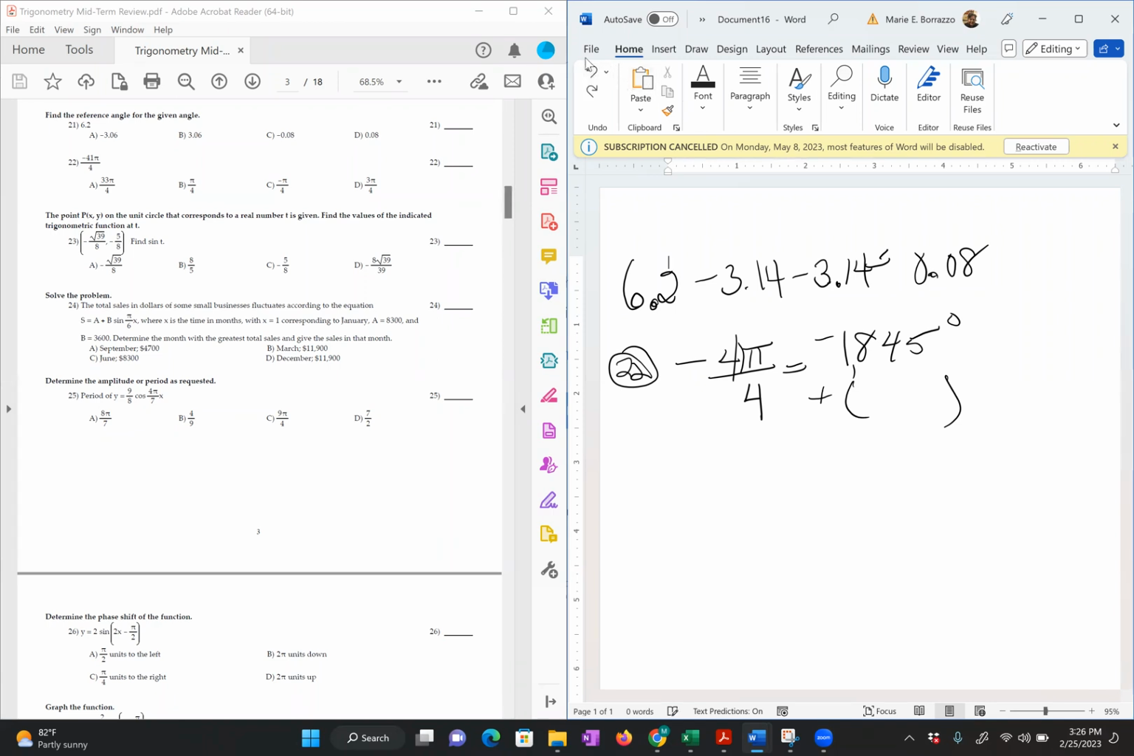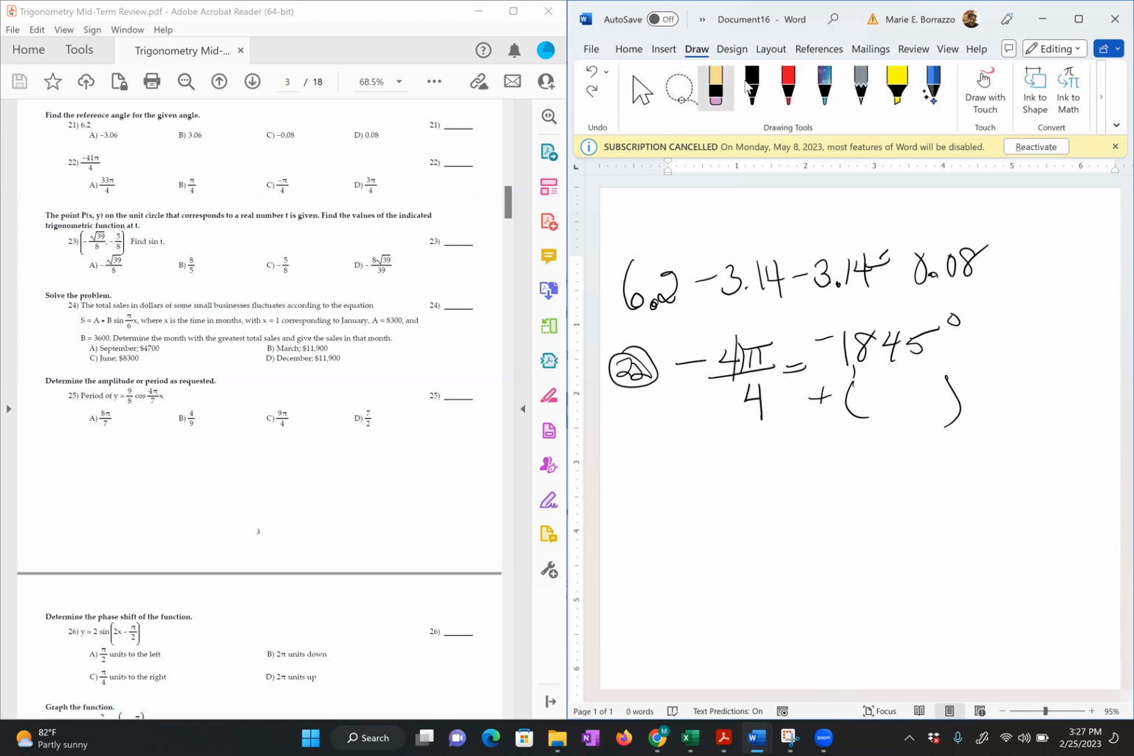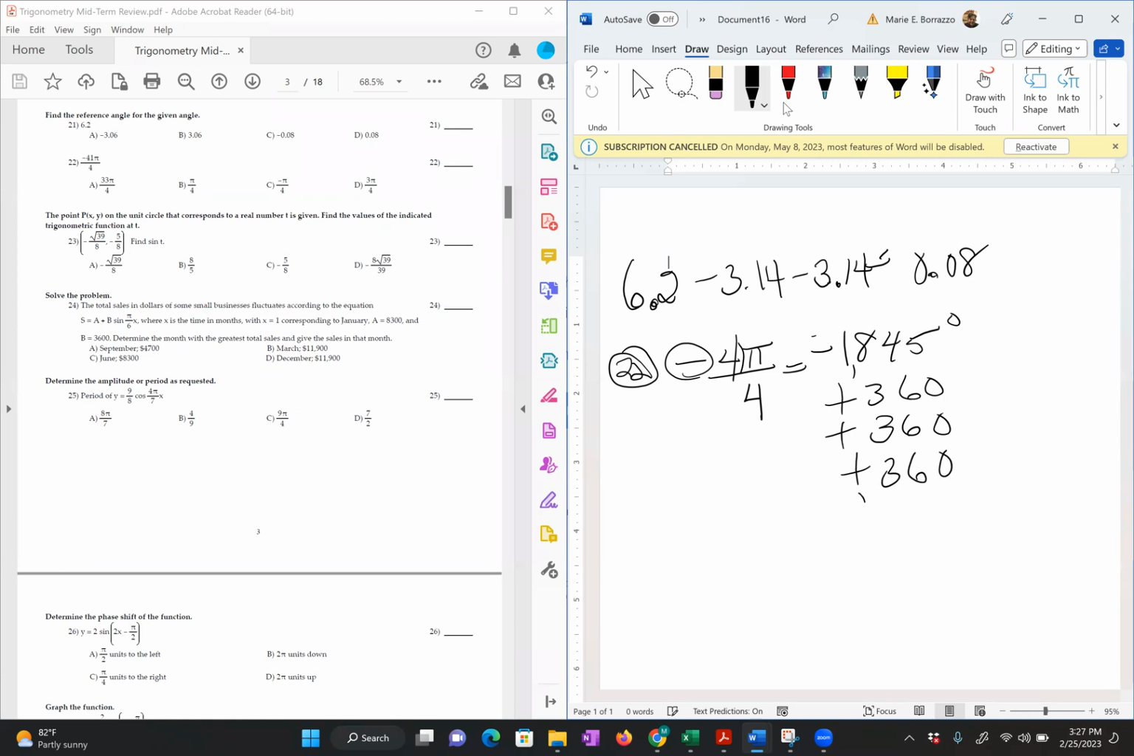For the sake of going through this with you, let's assume it is positive. I'm going to take away 360. If you assume it's negative, then we're going to add. So since there's a negative here, I'm going to go with negative 1845, and I'm going to add 360 5 times. Once I do that, my final response is 45 degrees. So this should be answer choice B.